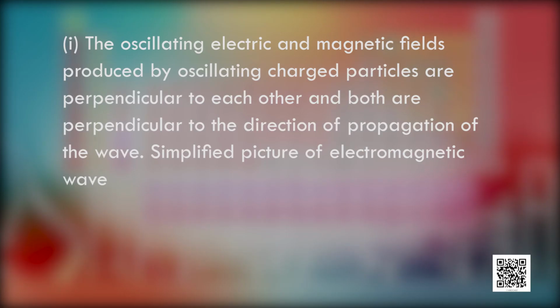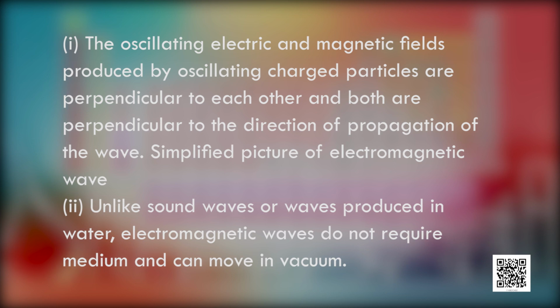Although electromagnetic wave motion is complex in nature, we will consider only a few simple properties of electromagnetic radiation. The first one: the oscillating electric and magnetic fields produced by the oscillating particles are perpendicular to each other. That means, if the electric field is moving in the x direction, the magnetic field would be in the y direction. So, they are perpendicular to each other.